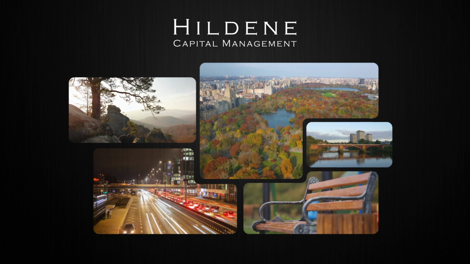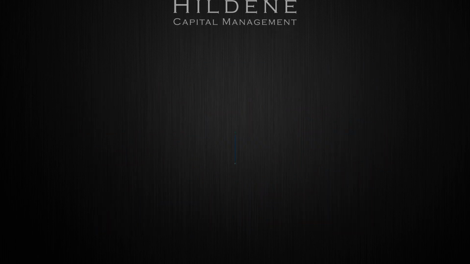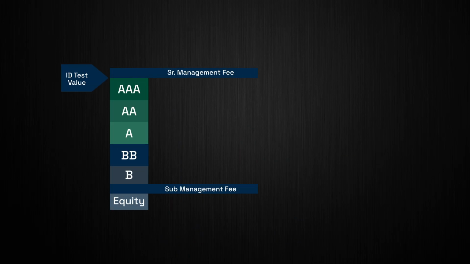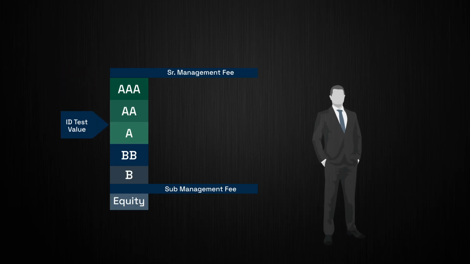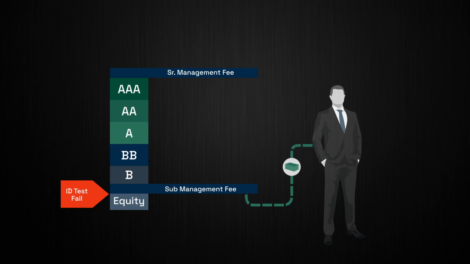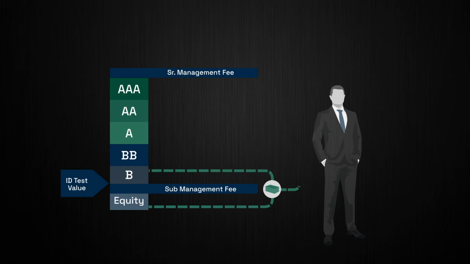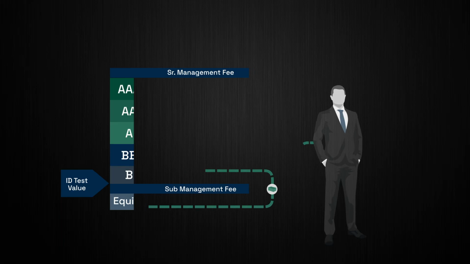A key aspect when investing in the CLO's equity tranche is ensuring proper alignment of interest between the equity investor and the CLO's collateral manager. For instance, in certain deals, the interest diversion or ID test value is calculated after paying the manager their subordinate asset management fees. In these deals, even if the ID test fails, the manager gets paid their management fee while cash flows to the equity get impaired. Hildene seeks to invest in deals where the ID test is calculated before paying the sub-management fees so that the manager's incentives are better aligned with the CLO equity investors.